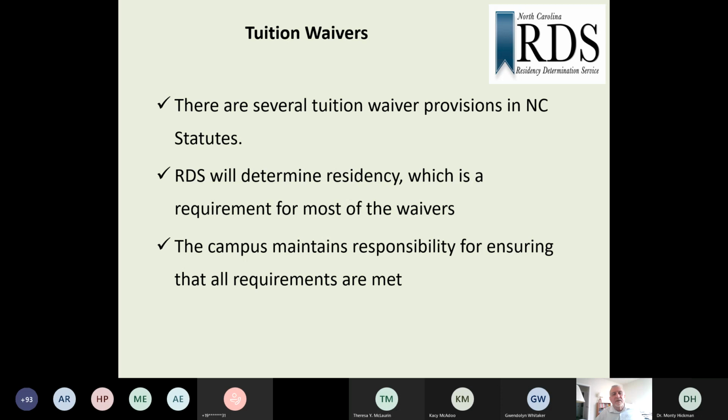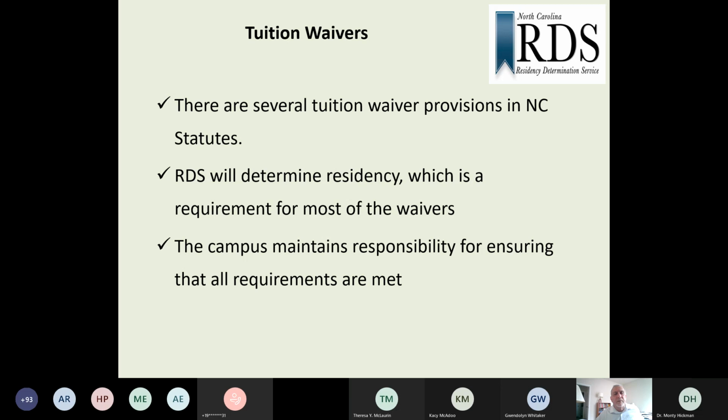Tuition waivers, I'm just going to mention briefly, we sometimes get questioned about it. There's a general listing in the guidebook. Many or most of them require that the student be living in North Carolina. So certainly you can use the RDS determination for that. But if there are additional requirements, the campus is responsible. There's some that don't. For example, when I look at the statute about the seniors auditing classes, it doesn't mention anything about them having to be a North Carolina resident. But almost all of these other things do.